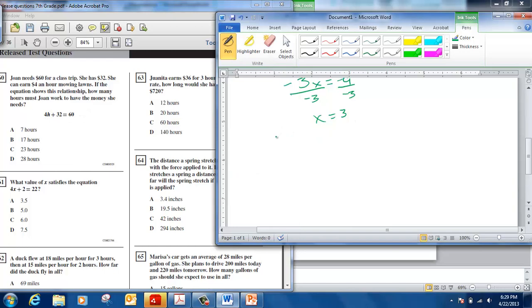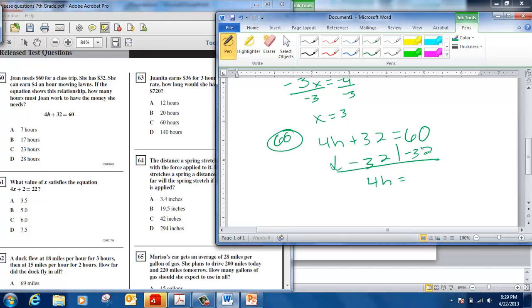So we're going to do, again, opposite operation. So it's 4h plus 32 equals 60. I'm going to minus the 32 from both sides. I'm left with 4h. And then that's going to be 28. And then I divide by 4 because it's multiplying, so I have to undo a multiplication, which is division. 4 divided by 4 is left with a 1, so 1 times h is just h. 28 divided by 4 is 7. Okay, so 60 would be 7 hours, which would be A.